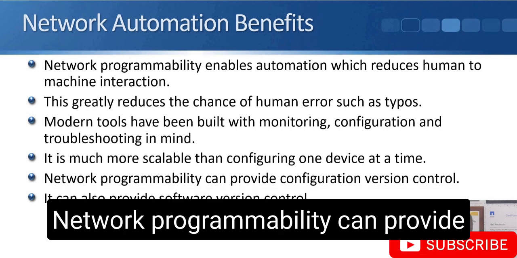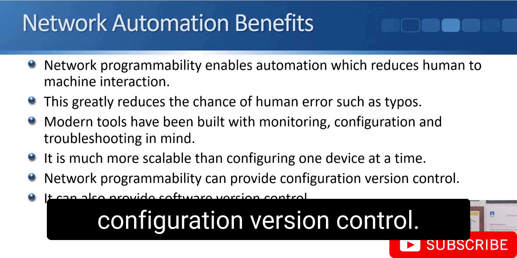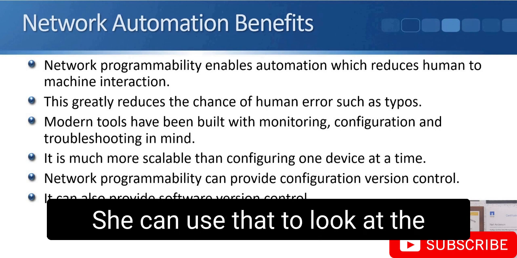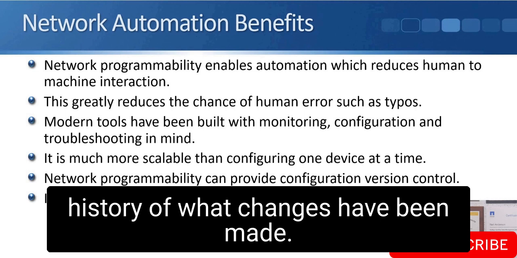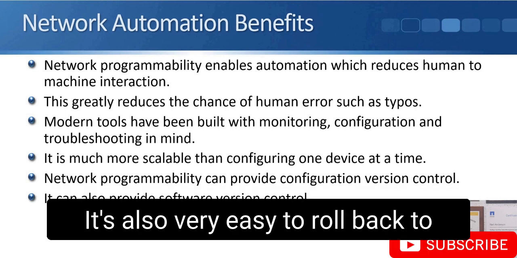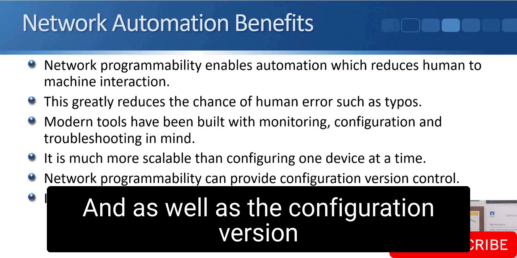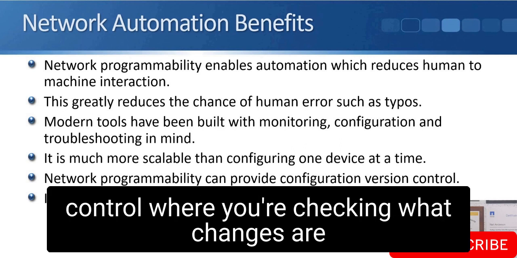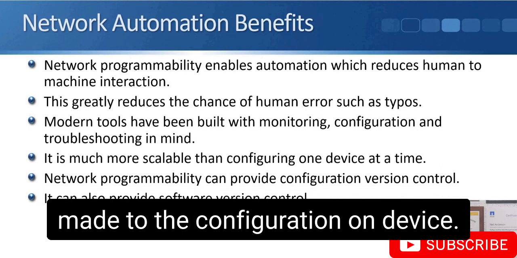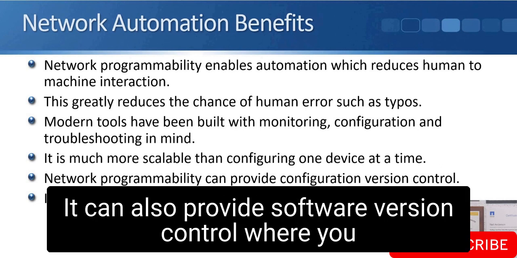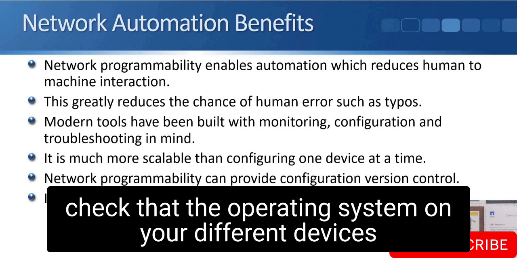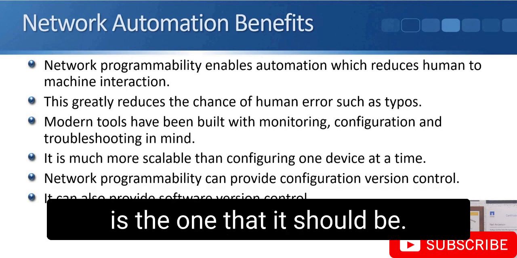Network programmability can provide configuration version control. So you can use that to look at the history of what changes have been made. It's also very easy to roll back to a previous version if that is required. And as well as the configuration version control, where you're checking what changes are made to the configuration on device, it can also provide software version control, where you check that the operating system on your different devices is the one that it should be.